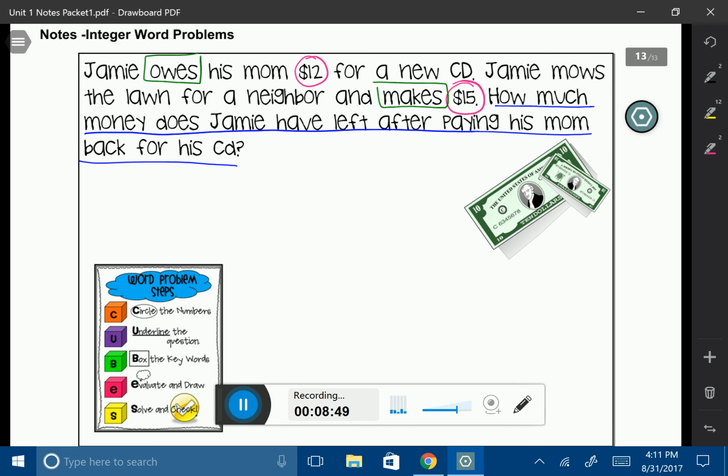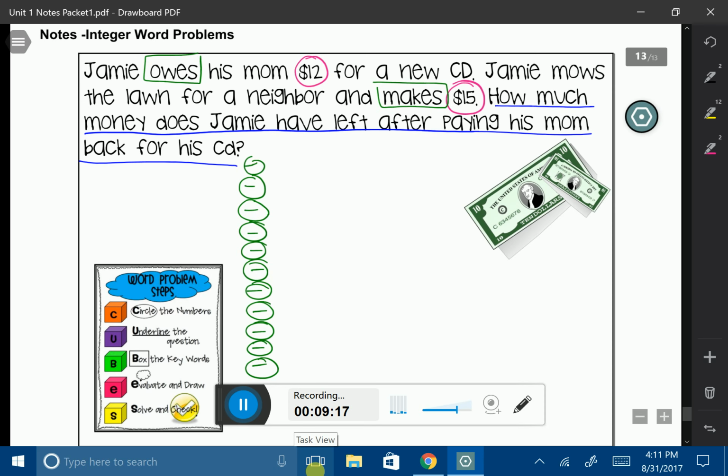So if you think about this, we could draw a picture in chips, couldn't we? If Jamie owes his mom $12, isn't that going to be negative 12? That's going to be negative 12. I could go ahead and draw myself negative 12 chips. I'm going to go ahead and do that. All right, there are my negative 12 chips. And he makes $15. Isn't that a positive number?